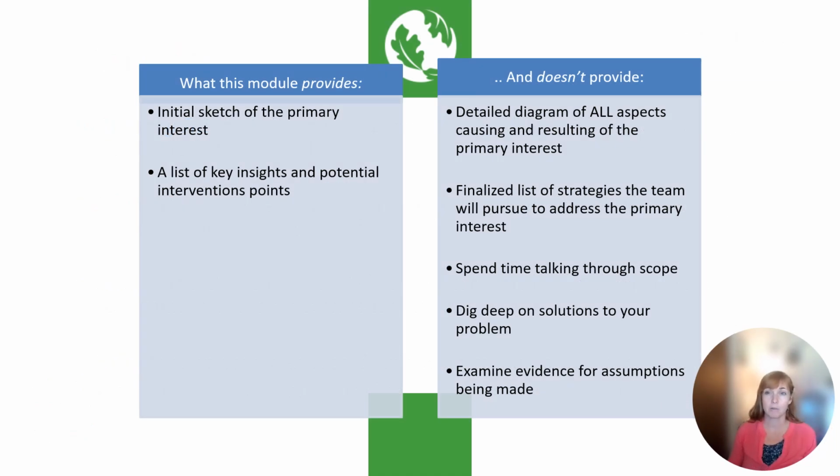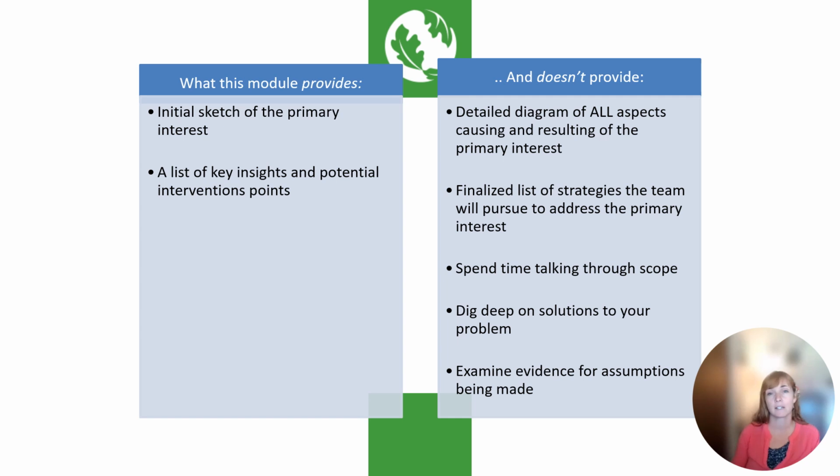I think it's important to pause here and make sure that I've set accurate expectations about what this module is intended to do versus what it's not intended to do. So first of all, you will leave this module with an initial sketch of your challenge, that social ecological context around the primary interest. You shouldn't expect, though, to have a really detailed diagram that will encompass all aspects of those direct threats and the immediate consequences of the primary interest in a great amount of detail. Secondly, you should expect to leave with a key list of insights and potential intervention points within the system, where again, if action were to be taken, it might result in positive change.